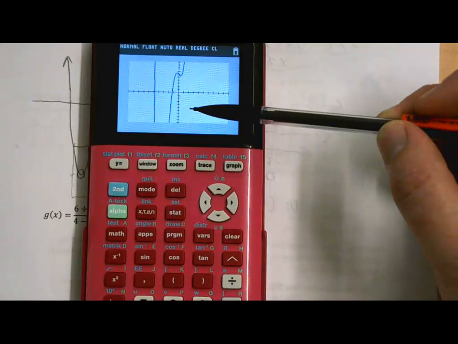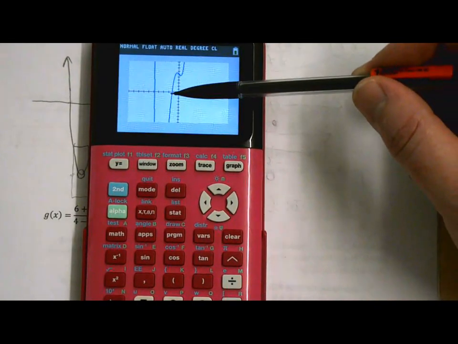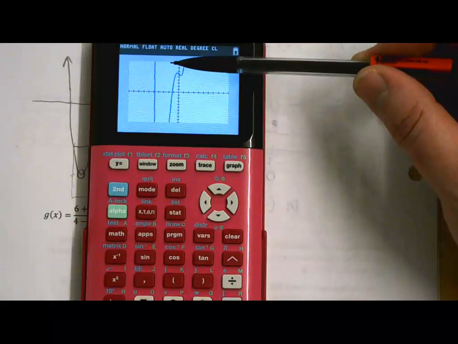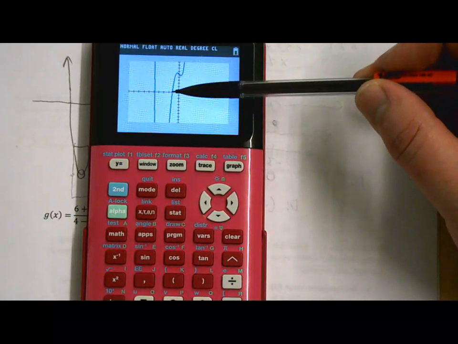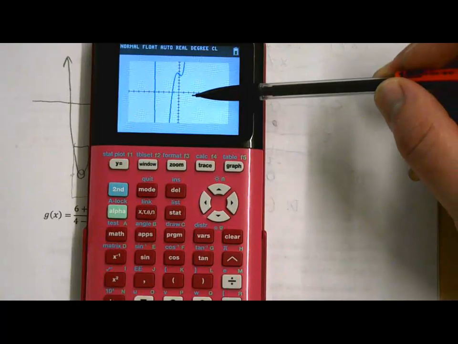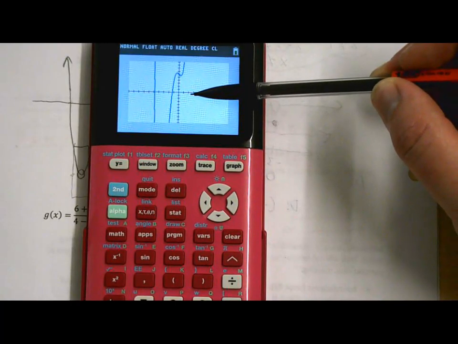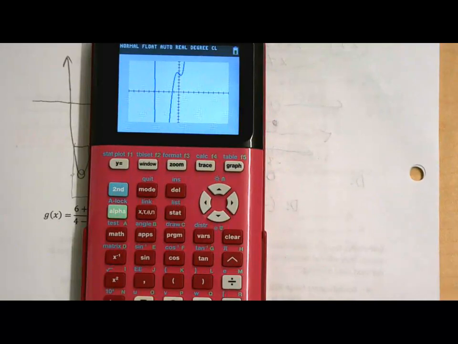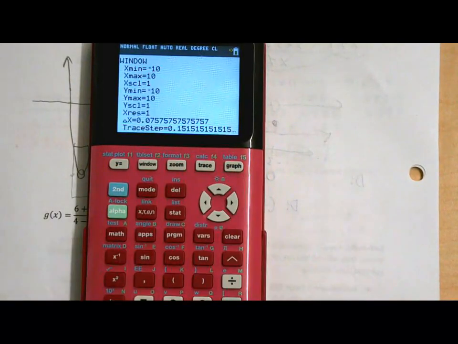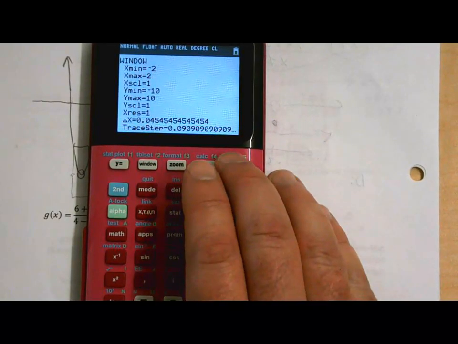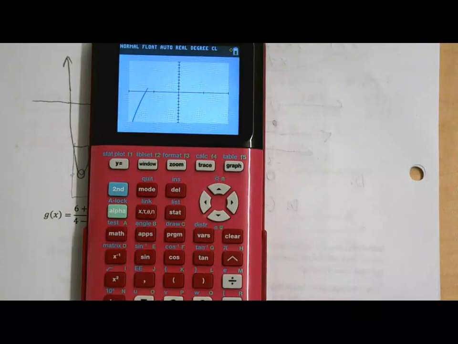What do you think? In the X direction, negative 2 would be plenty, wouldn't it? Negative 2 up to 2. I'm going to zoom it in, so I'm going negative 2 to 2. So go to your window, and I'm telling the X to go from negative 2 to 2. And then go back and graph it. So you see how it kind of zoomed in the X direction?